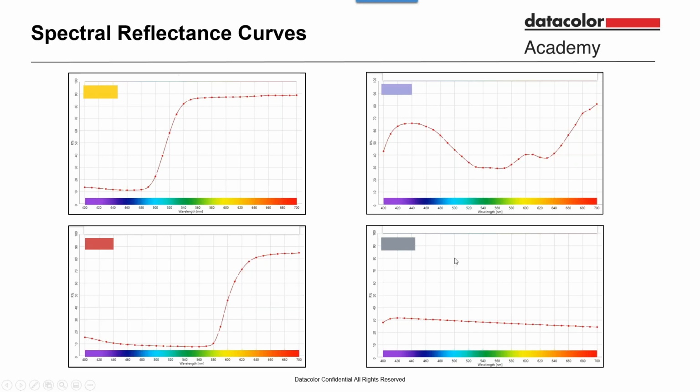And here's a gray, and in the gray sample, we're reflecting back light evenly across the spectrum. So this gray, different shades of gray would have this even distribution, as long as they're made with a pigment that is of this character.